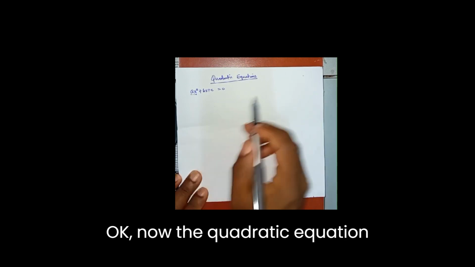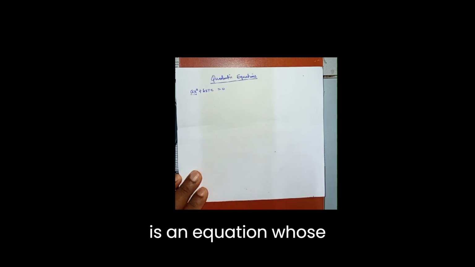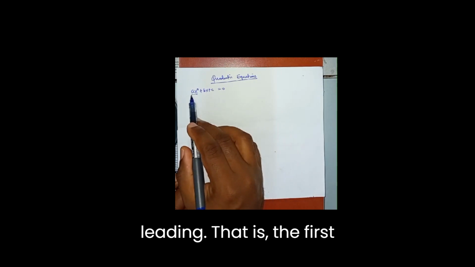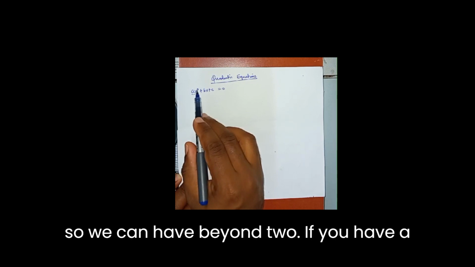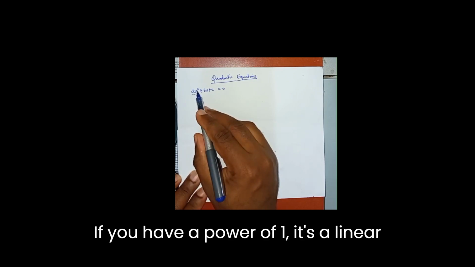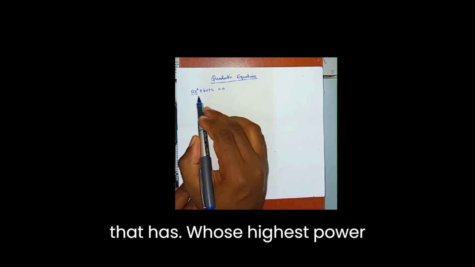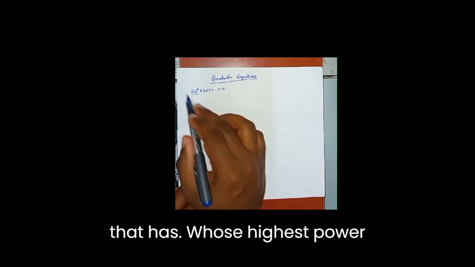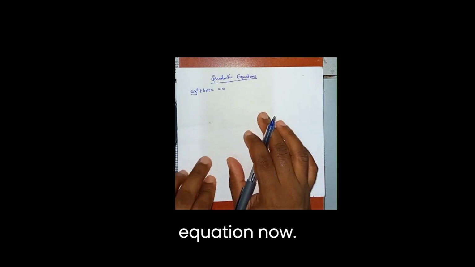Okay, now the quadratic equation is an equation whose leading term, that is the first term, has the highest power of 2. So we can have beyond 2. If you have a power of 3, it's a cubic equation. If you have a power of 1, it's a linear equation. So when you have an equation whose highest power is 2, it is called a quadratic equation.